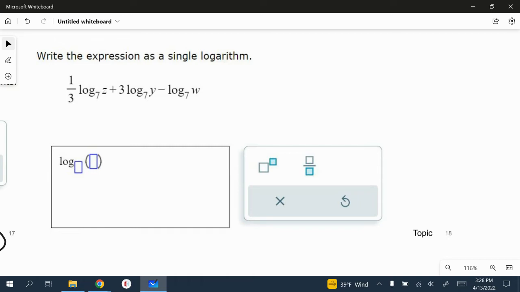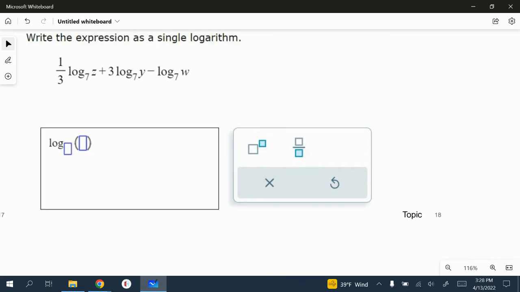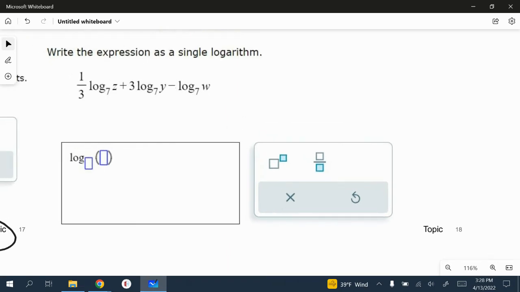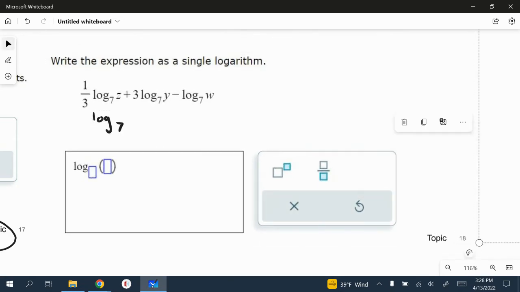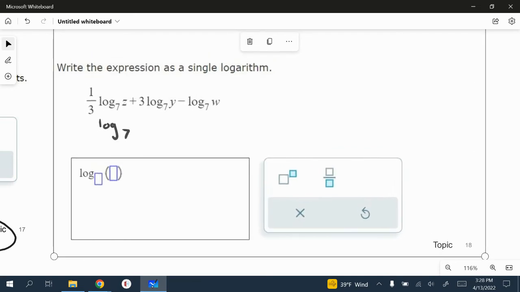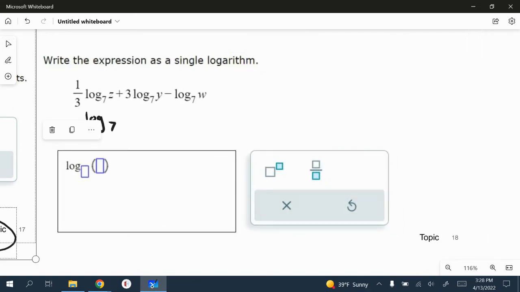Continuing with those rules that we discussed in topic 15 here, we're going to write this expression as a single logarithm, so we're going the other way, basically the opposite of what we just did on topic number 17. So let's change all these numbers in front into exponents. So I'll have log 7 of z to the 1/3 power.